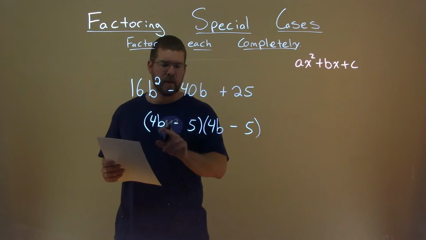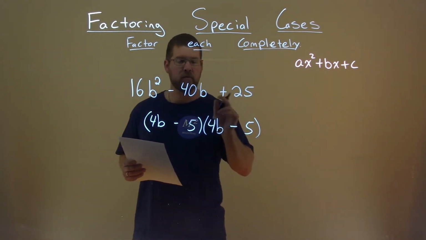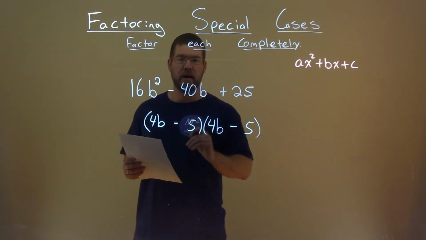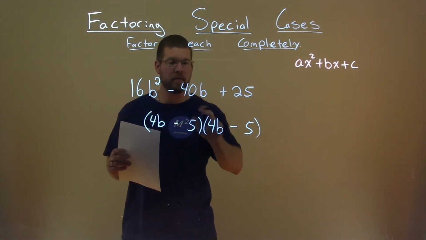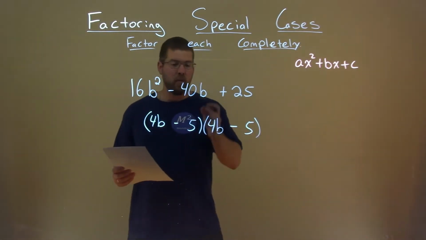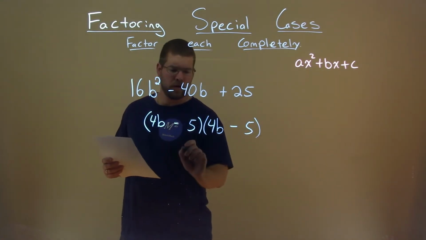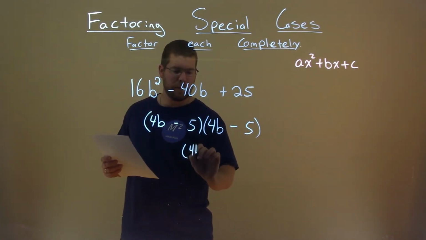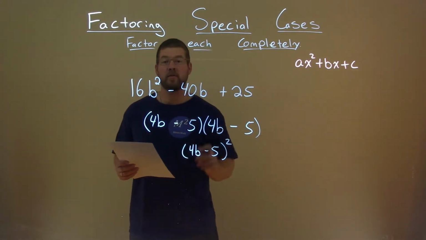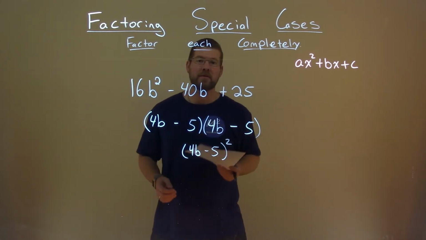Now watch this. 4b times negative 5 is a negative 20b. Do that again. Negative 5 times 4b is a negative 20b. Add those together, we got that negative 40b, and now we factored this. Well, we actually can write it in simpler form. Same thing written out here. Let's simplify it down. 4b minus 5, and we can write that all squared. Same thing written twice. So our final answer is just 4b minus 5 all squared.